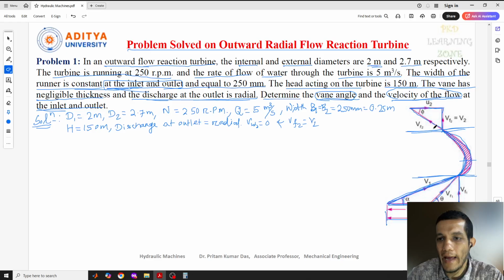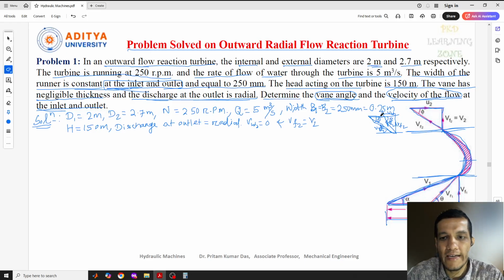How did we get this? Actually, this is how the diagram is usually drawn. This is our VF2, this is V2, this is VR2, and this one is VW2. This makes an angle of beta and this angle of phi.